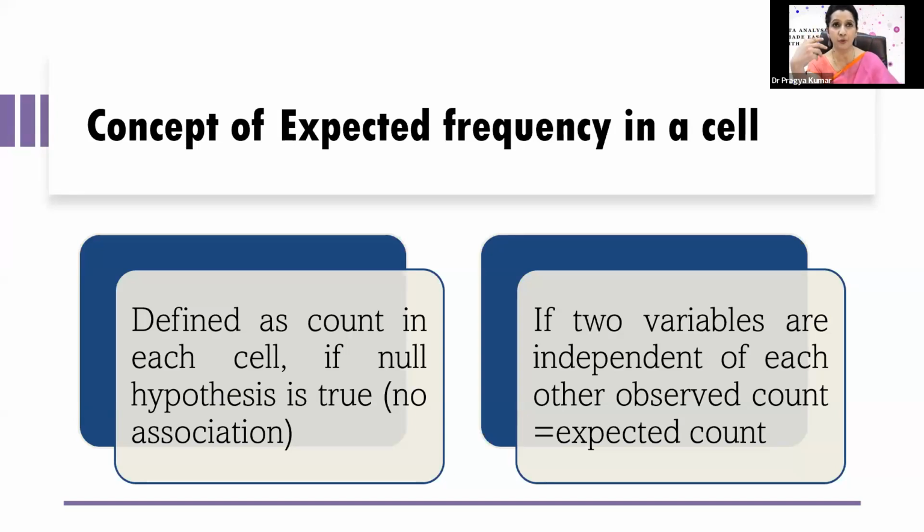So basically, whenever you take the null hypothesis into account and you calculate the frequency, that is known as the expected frequency. It is defined as the count in each cell if the null hypothesis is true. That means no association. If the two variables are independent of each other, then your observed count will be equal to the expected count. And that's why we say that if there is less difference between observed and expected, you will not get a higher value of the chi-square statistic. Chi-square is always positive, and the higher the value of chi-square, the more likely it is to be significant.